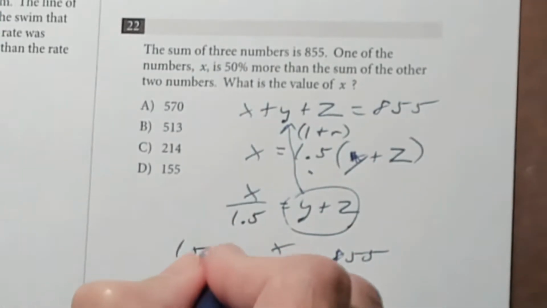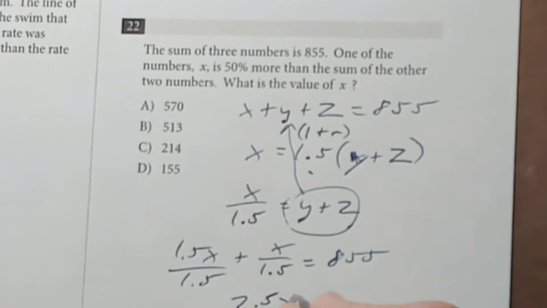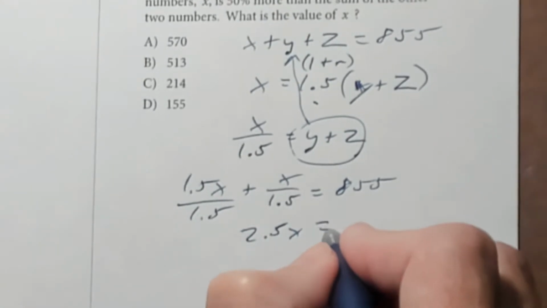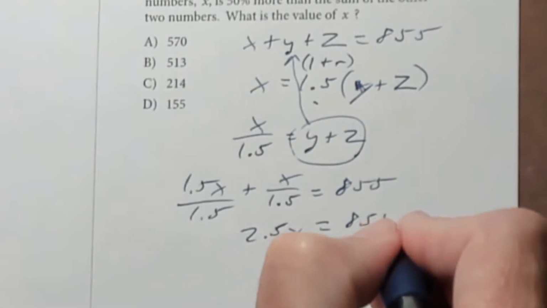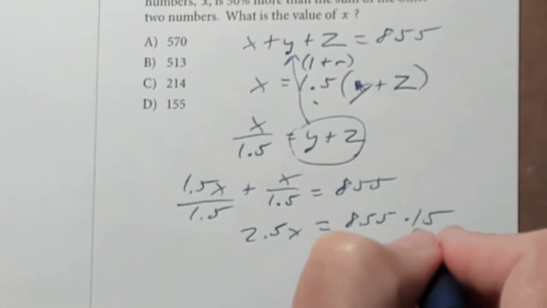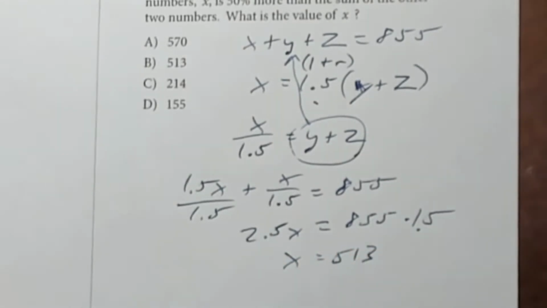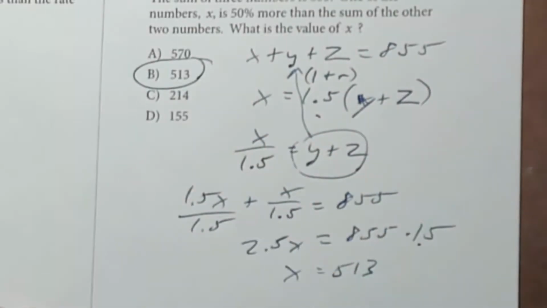And I can multiply by 1.5 here, divide by 1.5. So what do I get? 2.5x equals 855 times 1.5. And yeah, you're going to use your calculator on this guy. So I got x equals 513, which is the letter B.